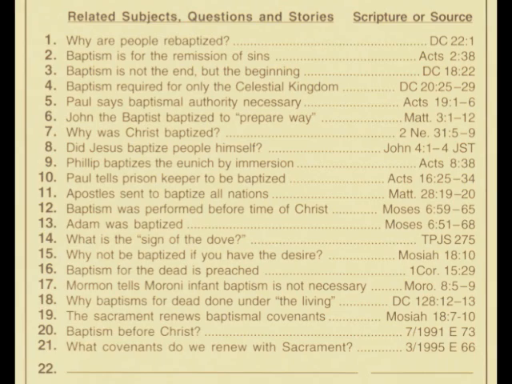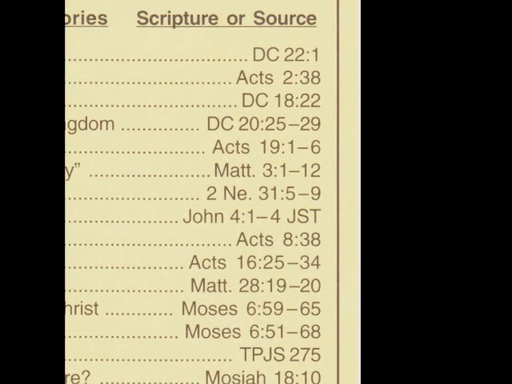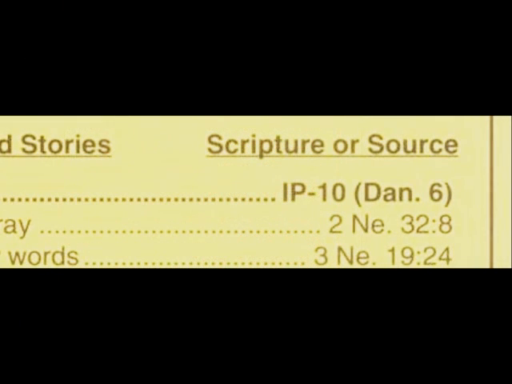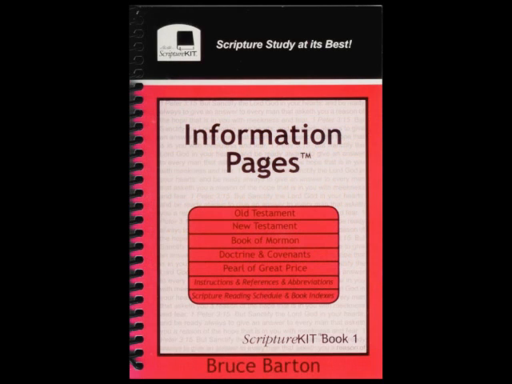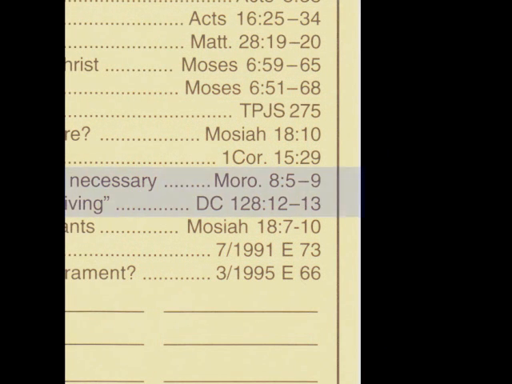You'll notice there are different kinds of sources for these related items. Sometimes on an MS page there are top sources that are bolded and have IP in front of them. These are from the ScriptureKIT Book 1. IP stands for Information Page. Most scripture sources are fairly straightforward. DC for Doctrine and Covenants, and MORO for Moroni in the Book of Mormon.